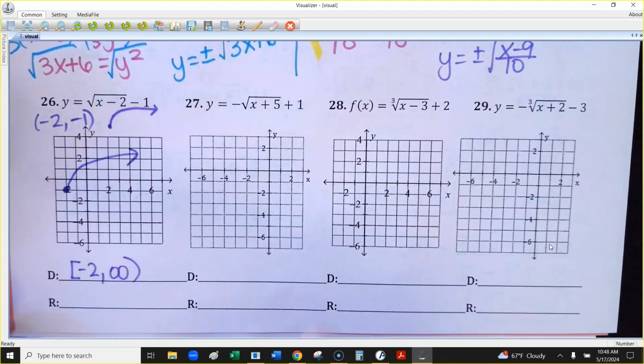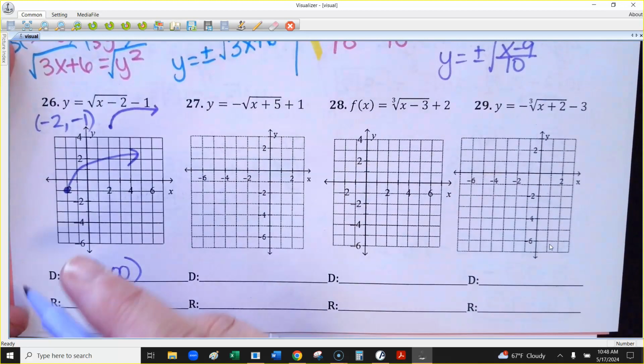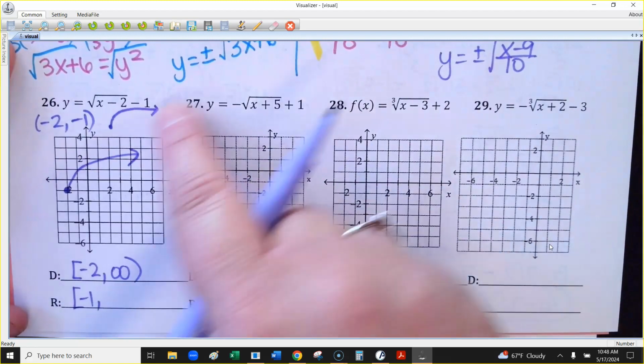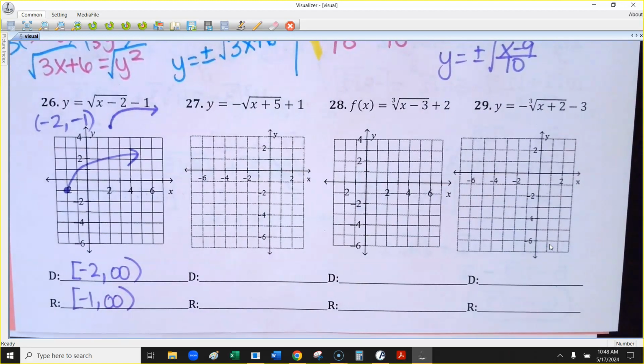The y, very similar. You don't touch any part of that graph till you get to that starting point. The y coordinate there is -1, and it goes gradually, but it does go up forever, so that also will go to infinity. Can we do the opposite sign of what's in the radical?